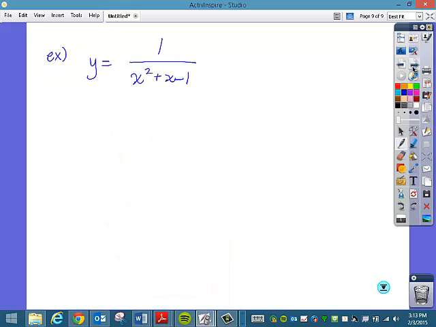Last one. Y equals 1 over x squared plus x minus 1. So we want to get that stuff out of your denominator up into the numerator. So I'm going to send all of it up into the numerator. So it's going to be x squared plus x minus 1 to the negative 1.